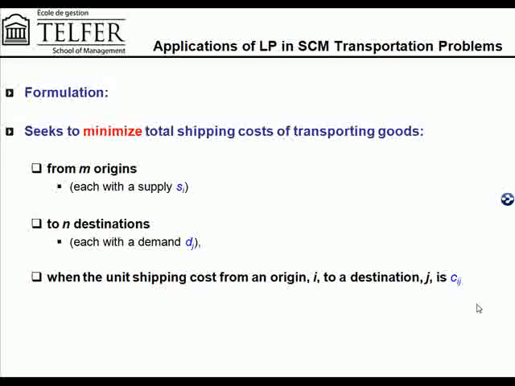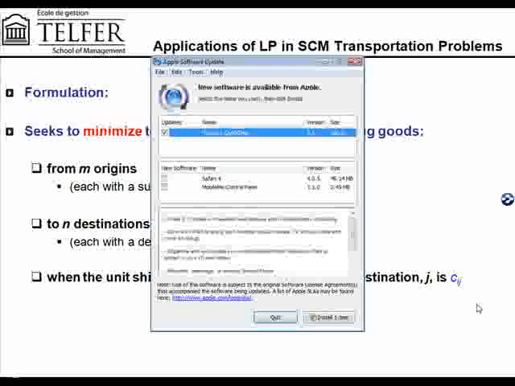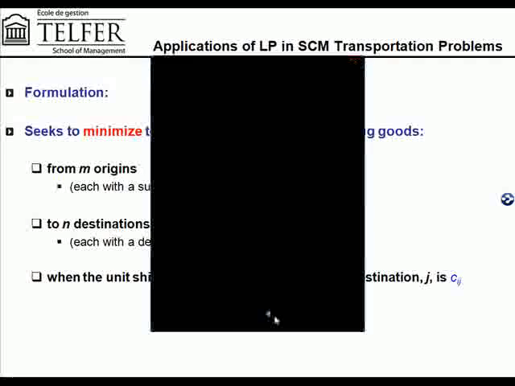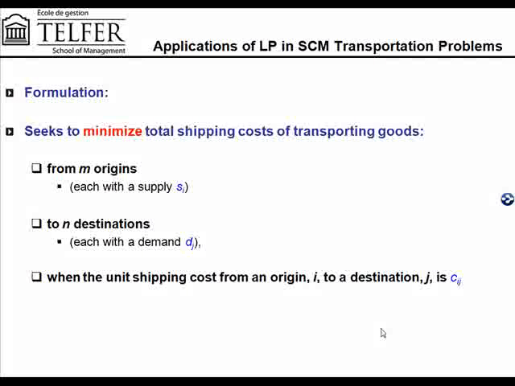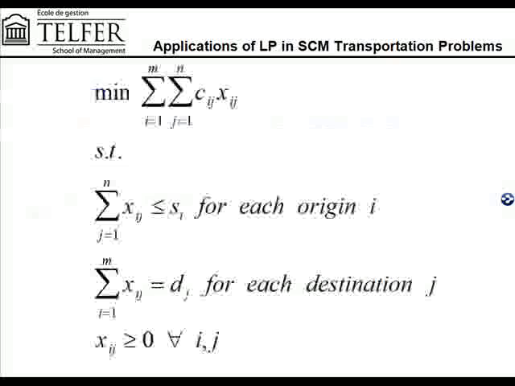So I and J, again, are just indices that we're using for various supply points and demand points. The unit shipment cost from point I to point J is C sub ij. So C sub ij simply shows you the cost of transportation from one supply point to another demand point.